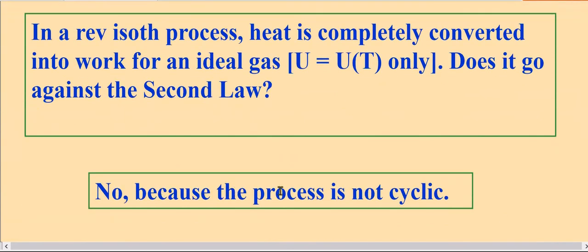So here is the answer. The process is not cyclic. Heat cannot be completely converted into work in a cyclic process. That was the statement. Okay, so the term cyclic is not here. It is just a process. Okay, so that's why it does not go against the second law.